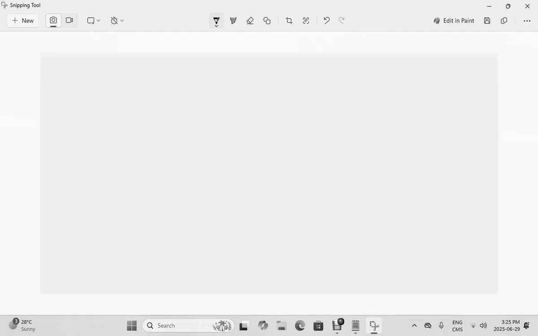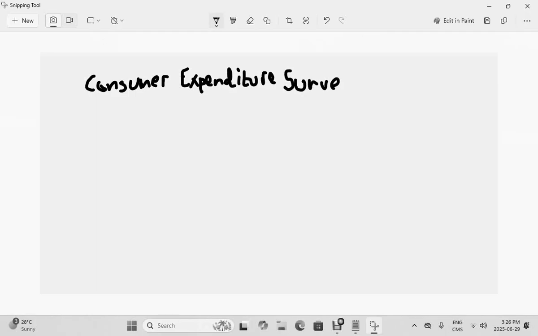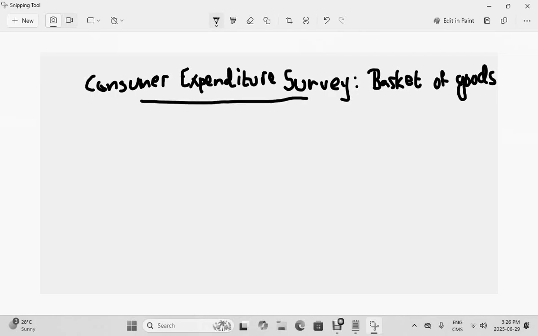When it comes to the Consumer Expenditure Survey, this is a survey carried out by the Bureau of Labor Statistics in the US, and it may also be carried out by Statistics Canada in Canada. Both of these surveys have to do with a basket of goods that we talked about in the last few videos, which is relevant to your inflation rate.